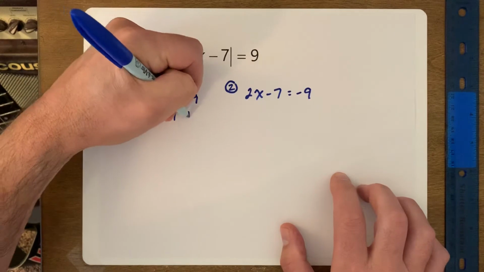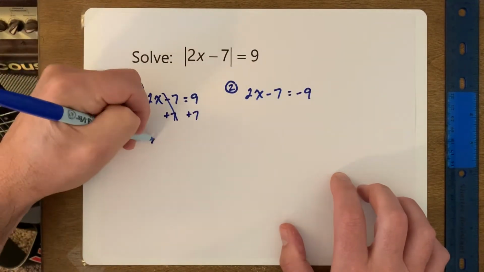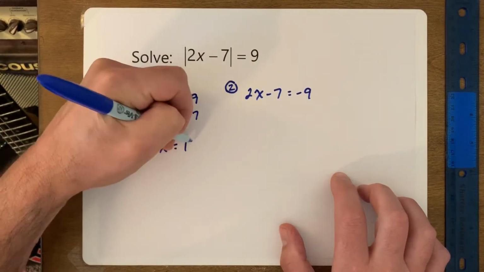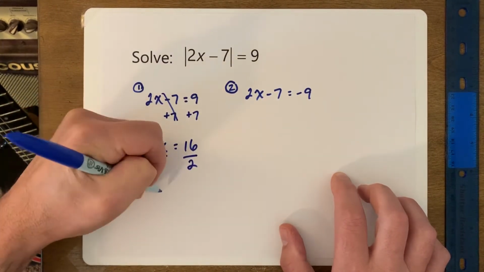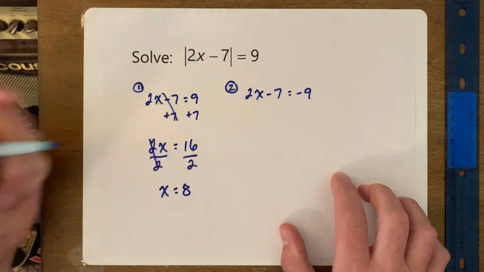So +7, bring down my 2x, 9 plus 7 is 16, divide by 2, and the first solution is 8.